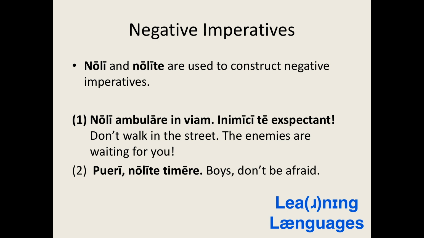The imperatives noli and nolite mean don't and are very important as they're used to construct negative imperatives. Noli and nolite are typically followed by infinitives, like in these two examples. For example 1 we have noli ambulare in via, inimici te expectant. Don't walk in the street. The enemies are waiting for you. And the second example is pueri, nolite timere. Boys, don't be afraid.